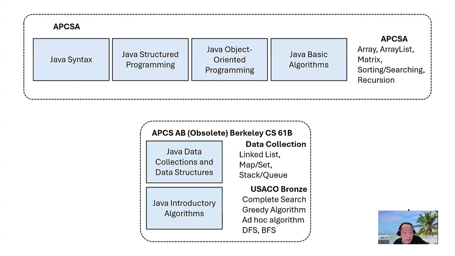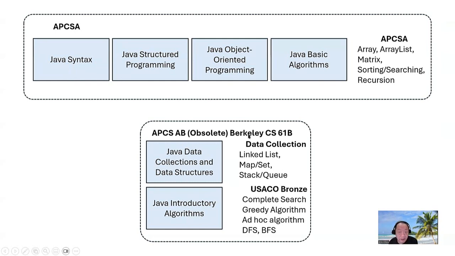So AP Computer Science A includes Java syntax, Java structured programming, Java object-oriented programming, and some basic algorithms. The basic algorithms include ArrayList, 2D array, which we call a matrix, also sorting and searching algorithms, and recursion. And this is AP Comp Sci A. In the past, we also had the AP Computer Science AB course, but right now it has been canceled by the College Board. And this course is necessary if you want to continue to move on to college.